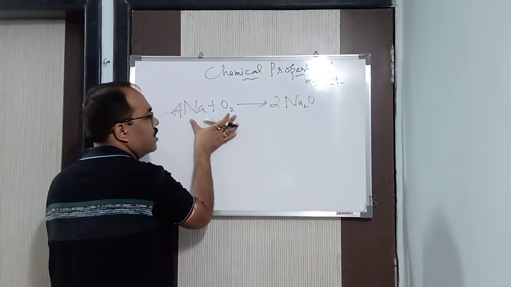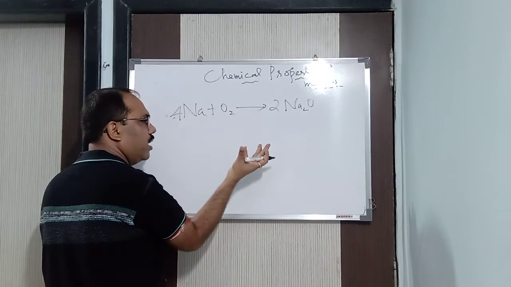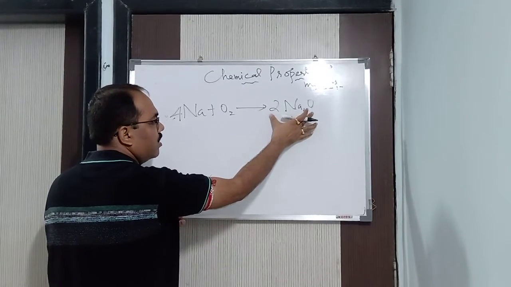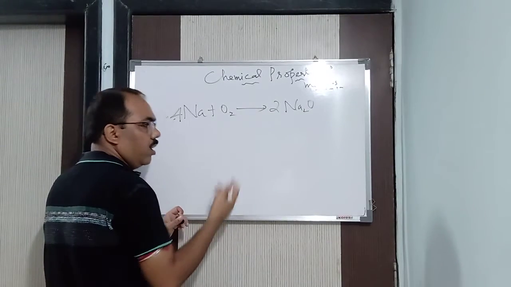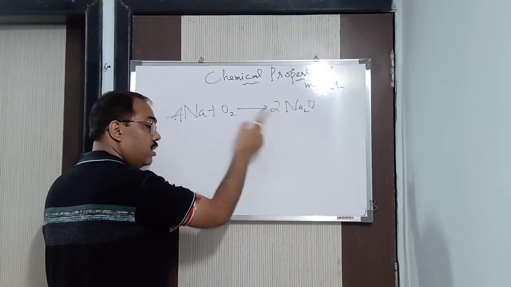So what I said, it burns when sodium is brought in contact with air. Simply bring it in contact with air. After some time you will see sodium burns to give sodium oxide, with a golden yellow flame. Got it now? Listen carefully. Sodium, ordinary conditions in air.